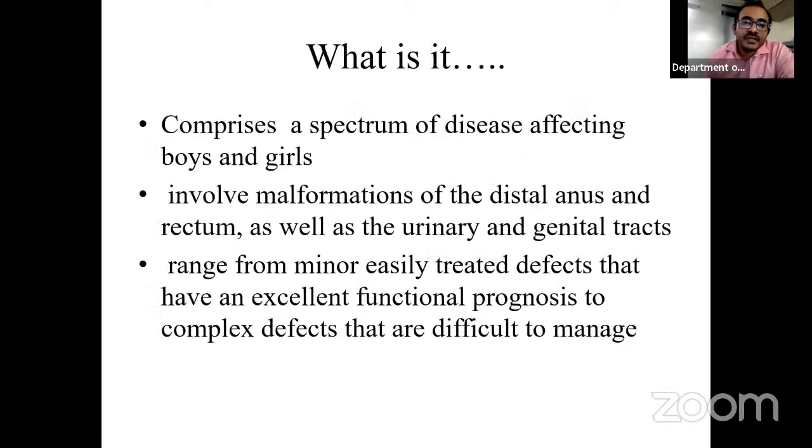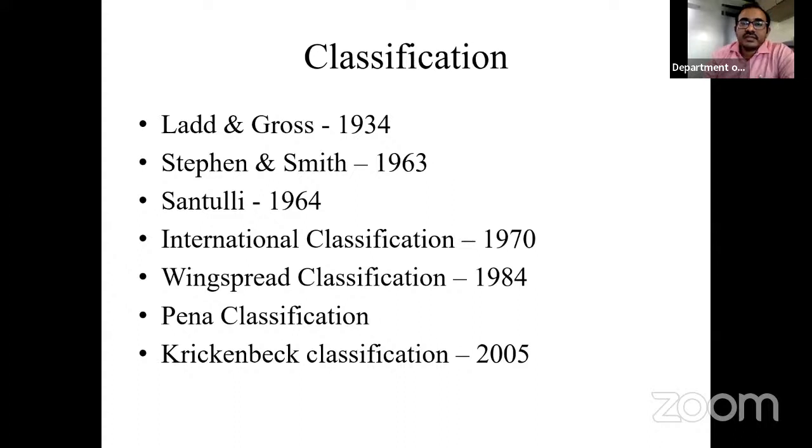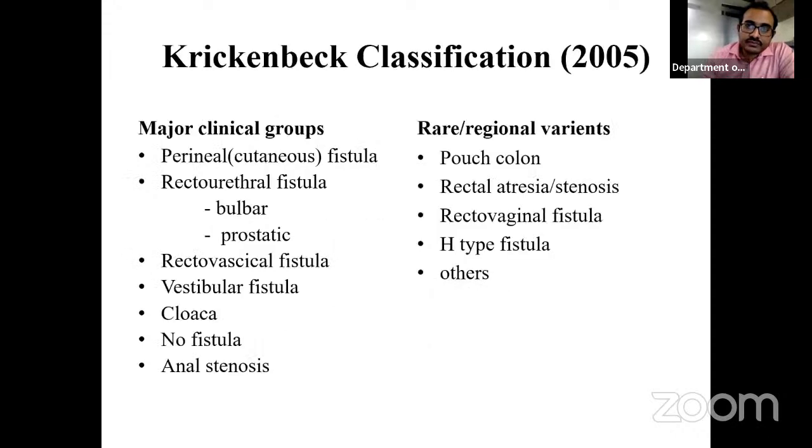So what is it? It's not a single anomaly, but it is a spectrum of diseases which affects boys and girls. It involves malformations of distal anus, rectum, as well as urinary and genital tracts. It may range from minor, easily treated defects that have an excellent functional prognosis to complex defects that are difficult to manage. There are various classifications which have been given from 1934 to the last in 2005.